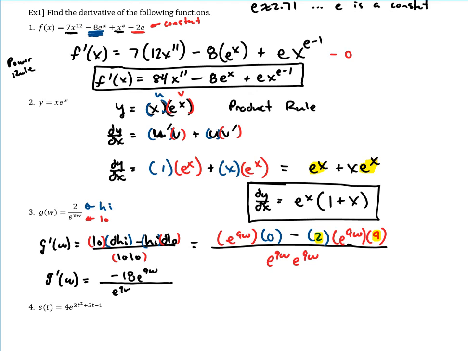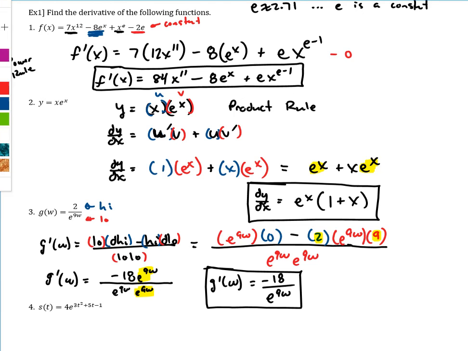And then down below, I have e to the 9w times e to the 9w. So that's why I left it separate in this case, because I can say, hey, e to the 9w would just cancel with e to the 9w. And so then we've got our final answer: g prime of w is negative 18 over just e to the 9w. There we go. Okay, so that is our derivative.